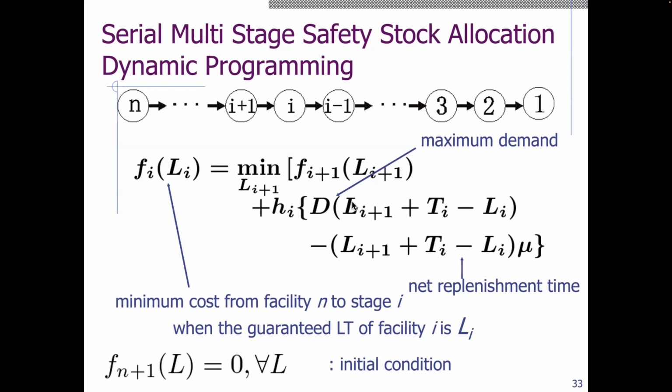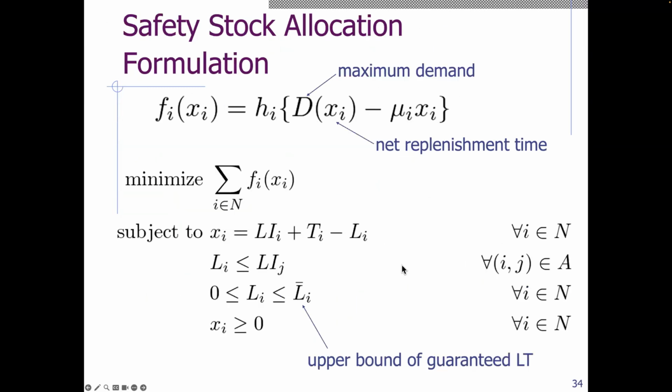We can compute all the functions f starting from the initial or boundary condition f_{n+1}, outside supplier, is all 0 for all guaranteed lead time L. By calculating f_n, f_{n-1}, in order, we can compute f_1, that is the minimum cost from facility n to facility 1, that is, by definition, the value of an optimal solution.